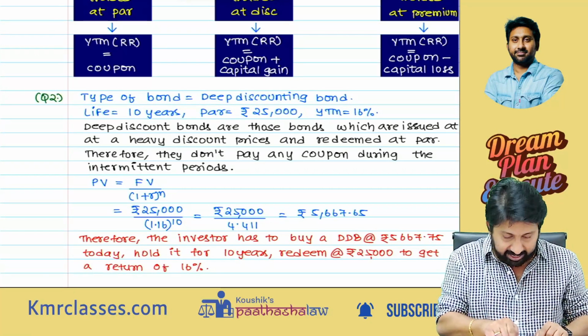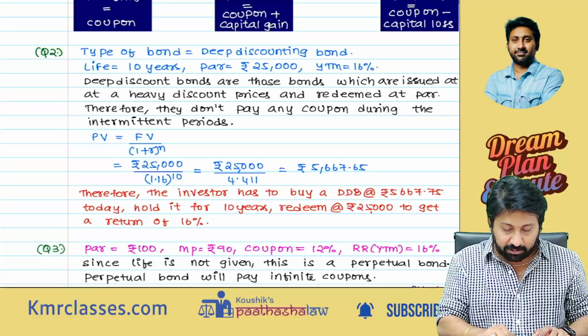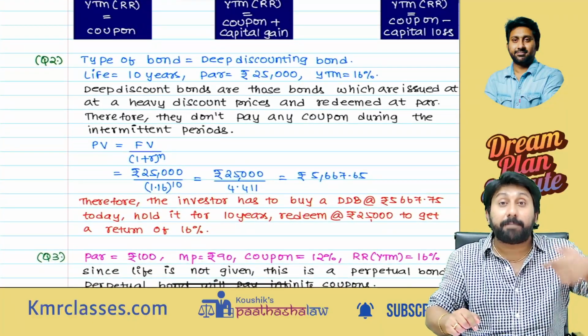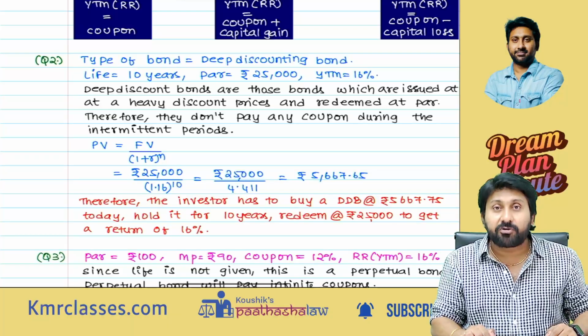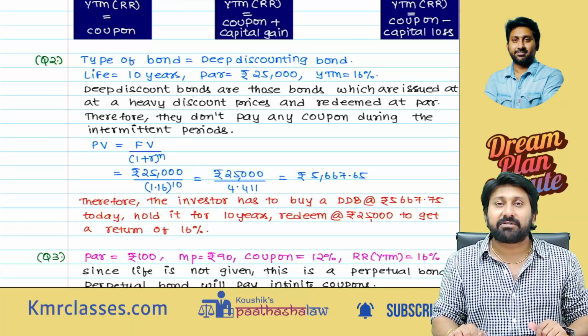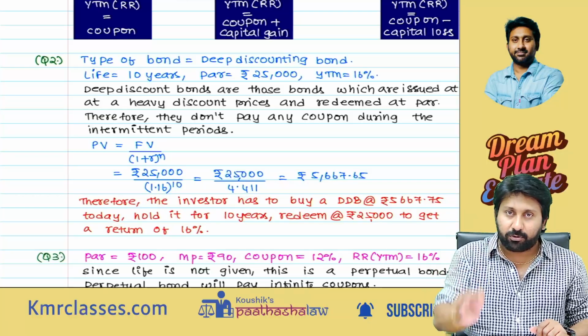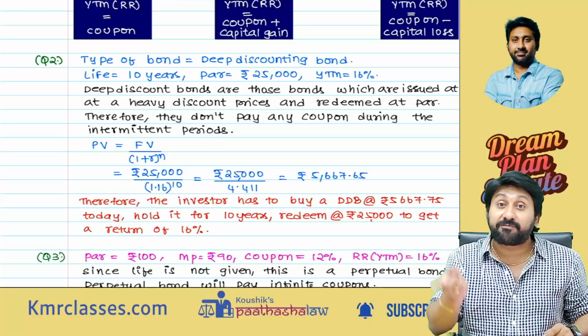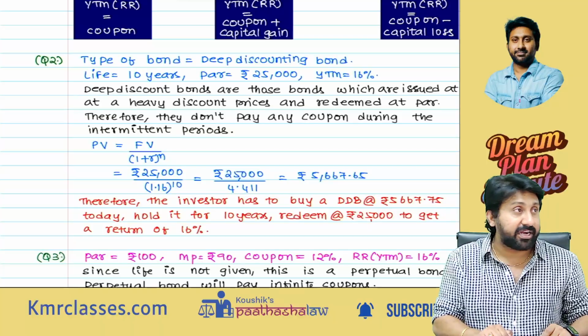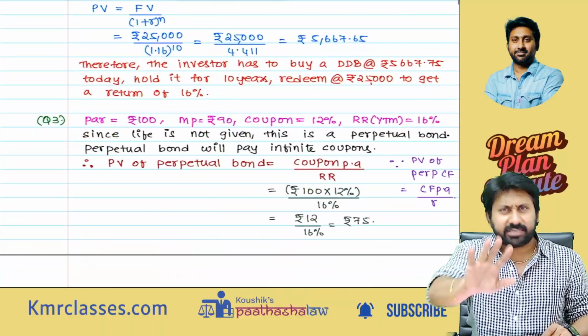Therefore, how to calculate? Using this formula: PV equals FV divided by (1 plus R) whole power n. PV means how much we need to pay to buy today. That we have to calculate. In the future, say he will give 25,000. How much can we buy it for today? 5667.65 is the maximum price you can pay today for getting 25,000 after how many years, given here? 10 years, if your required return is 16%.